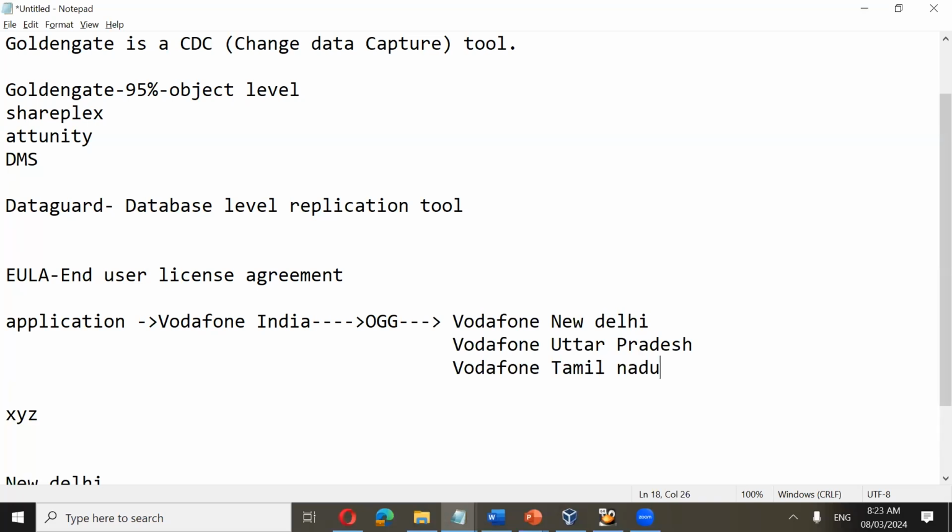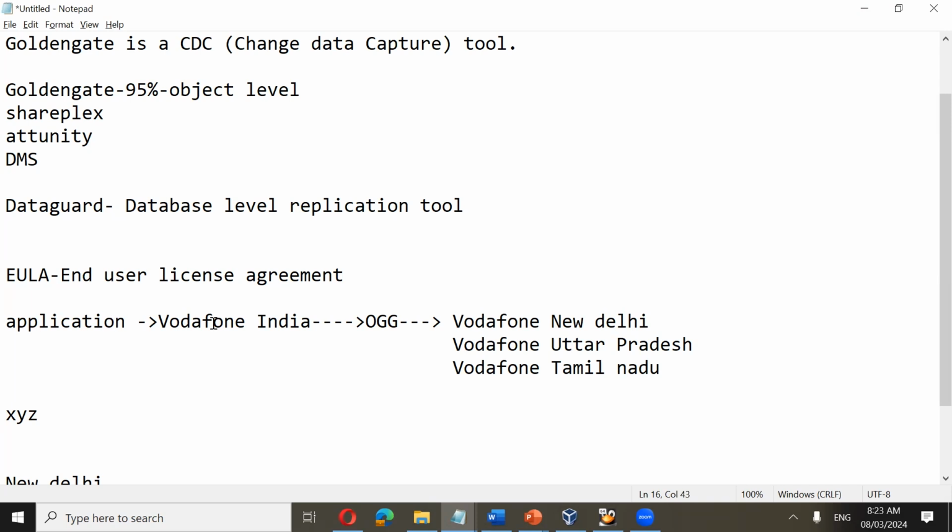So I set up Oracle GoldenGate between the two. Source database is Vodafone India and target databases are 29 databases plus 3 union territories. I don't recall exactly how many there were at that time, but based on whatever numbers were there, I did accordingly.